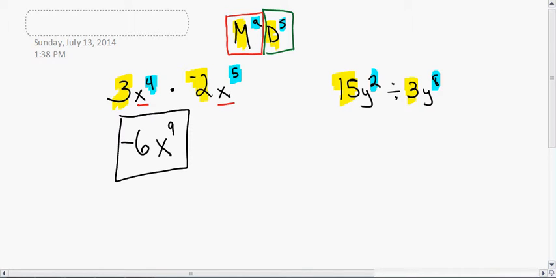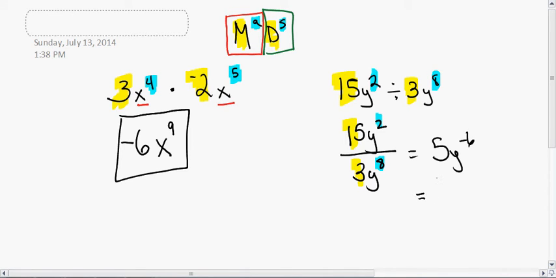I'm going to rewrite this as a fraction problem because we've been thinking about division set up in a fraction kind of way here. So fraction format, 15y squared divided by 3 times y to the 8. So let's divide those coefficients first. 15 divided by 3, that's just going to be a 3, no, a 5, sorry. And then 2 minus 8 is going to be a negative 6. Y to the negative 6.